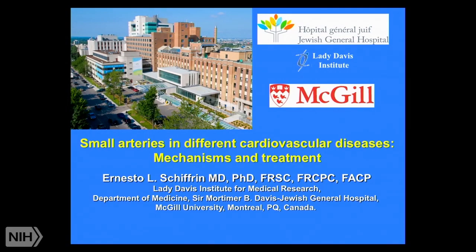What I'm going to be discussing today is small arteries in a number of cardiovascular diseases. I will discuss predominantly human work, but also some mouse work that we do, and work coming from both my laboratory and that of other investigators.